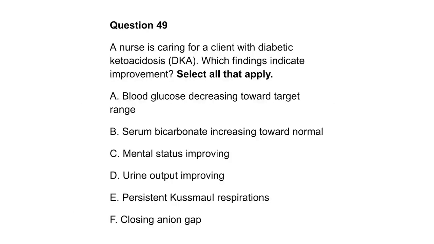Question 49. A nurse is caring for a client with diabetic ketoacidosis, DKA. Which findings indicate improvement? Select all that apply. A. Blood glucose decreasing toward target range. B. Serum bicarbonate increasing toward normal. C. Mental status improving. D. Urine output improving. E. Persistent Kussmaul respirations. F. Closing anion gap.